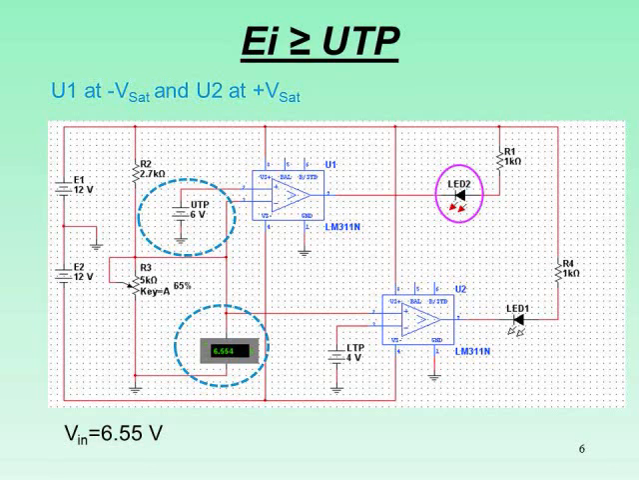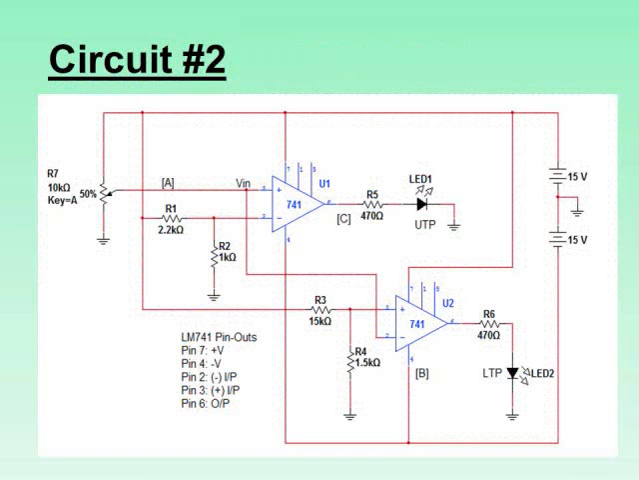Notice how LED2 is turned on. That's because the output of comparator U1 is low, or basically at ground, and the output of the other comparator is high. For circuit number 2, just a little bit different arrangement.